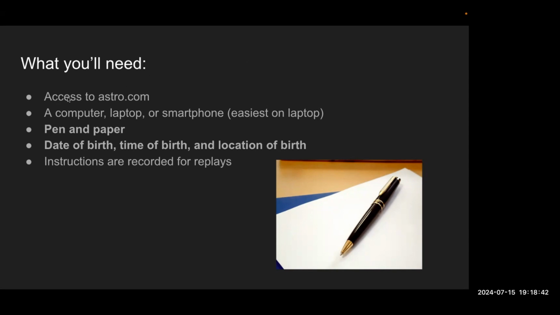But what you'll need is access to astro.com. So any web browser that you use, that is the website that we will be going to cast our charts. You could do this on a computer, laptop, smartphone. I would say it's probably easiest to do on a laptop because it's a web page. You'll want to have a pen and paper to take any notes that you want to remember, as well as for our astro activity later. So gather that. You'll need your date of birth, your time of birth, and your location of birth to cast your birth chart, and instructions are recorded for replays.